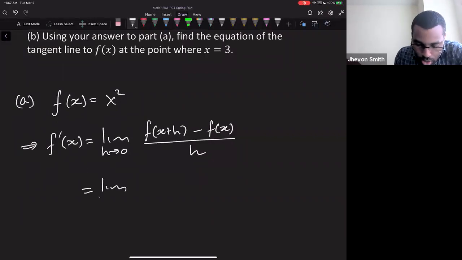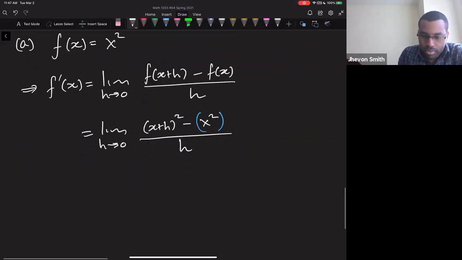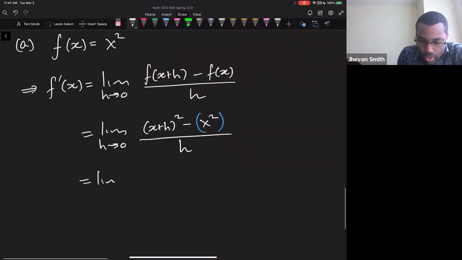But afterwards, you just go through with the algebra. So here you're going to have (x plus h) squared minus x squared over h. You can put parentheses around the x squared if you want, but it's not necessary, though it's not wrong if you want to do it. So we're going to now want to take that limit.